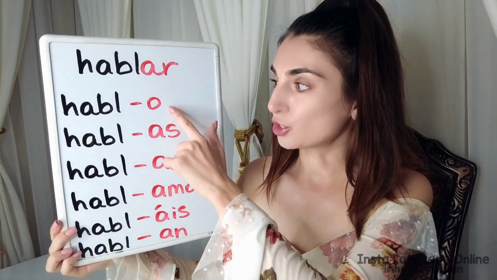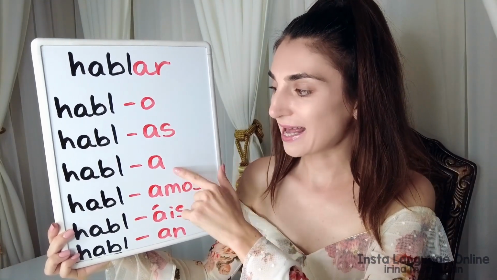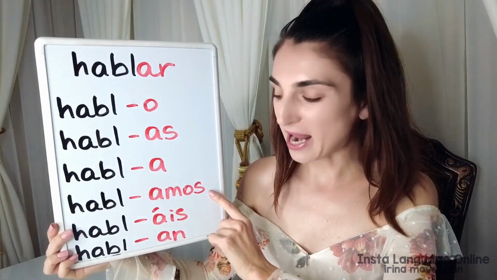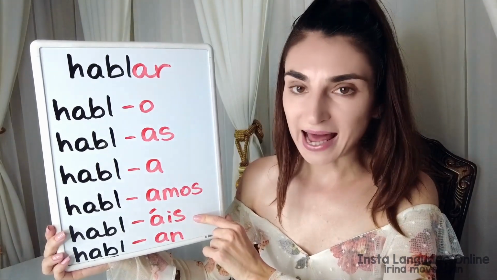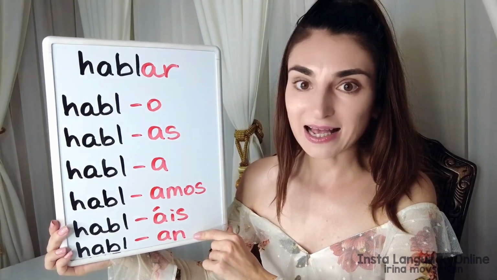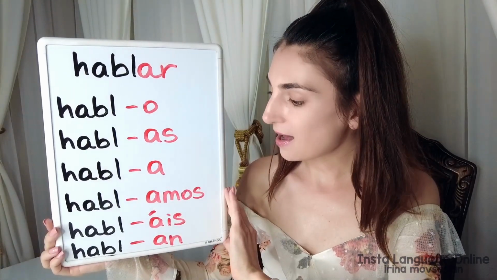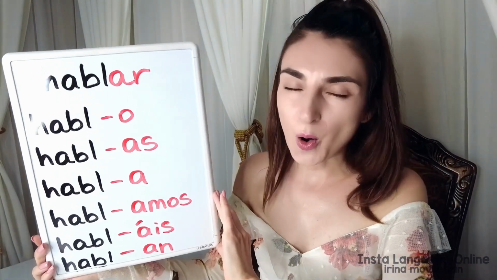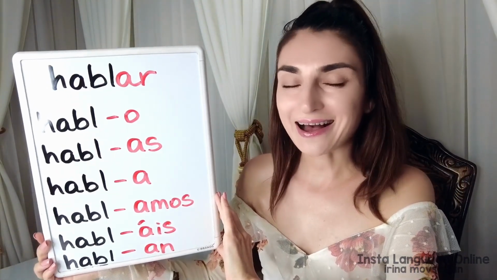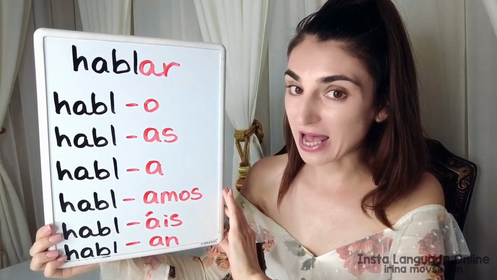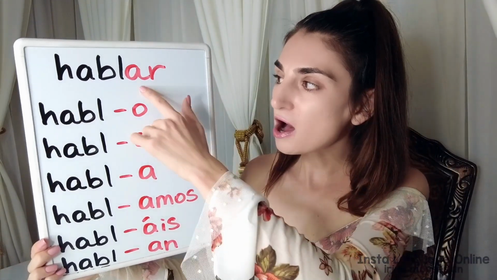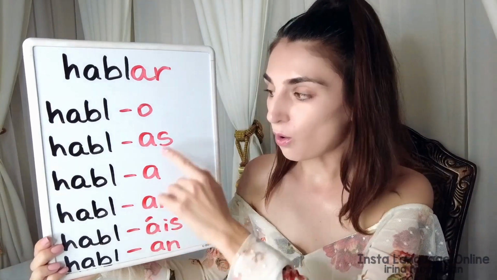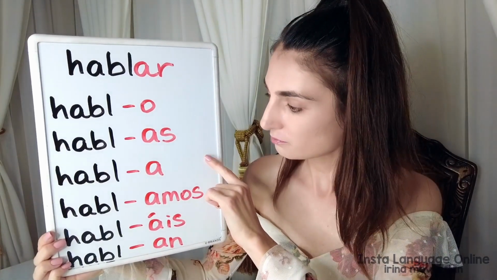One more time. Yo hablo, tú hablas, él habla, ella habla, usted habla, nosotros hablamos, vosotros habláis, ellos, ellas hablan. O, as, a, amos, áis, an. I want to show you that if we speak about the first conjugation, that means we see a mostly in all the forms. Okay?